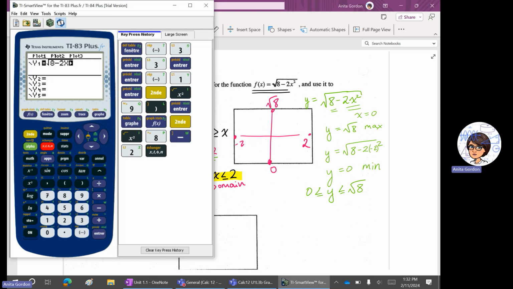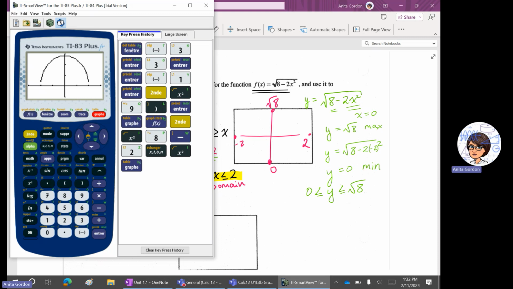Because we have an X squared, there's actually an X squared button. I'm going to hit that. If you have a higher power, which I'll show you in the next one, it's going to be a different button. Okay, 8 minus 2x squared. Okay, I have put in my function. I have set my window. I'm going to hit graph, and it will show me that is what it looks like. So it's kind of like a semicircle.